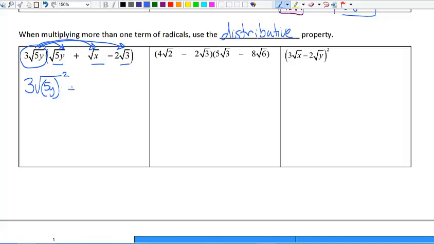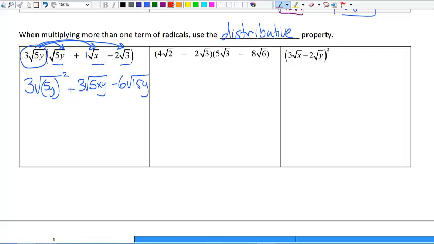On the next problem, we have outsides multiply. Well, there's an invisible 1, so that's 3 times 1, or 3. Insides multiply. Now I can't write it as a squared like I did on the first one because it's not exactly the same. So I'm just going to go ahead and multiply the insides. And on the last one, 3 times negative 2 is negative 6. And the square root of 5y times 3 is 15y.